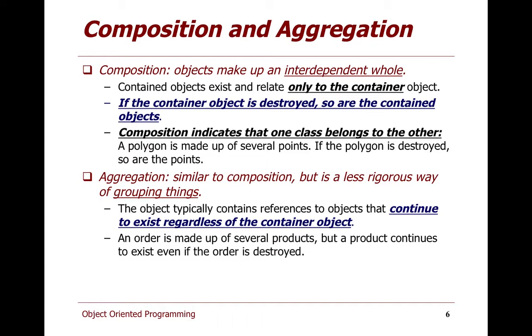So the object in an aggregation relationship typically contains references to objects that continue to exist regardless of whether the container continues to exist or not. In other words, we're basically passing instances of objects that existed already or could be shared. This is quite normal and is usually what we mean when we talk about a composition relationship.